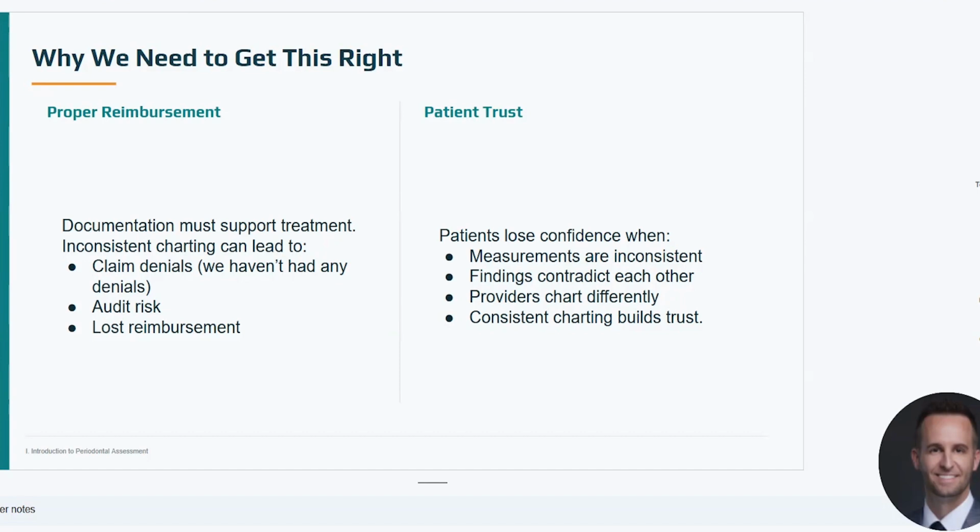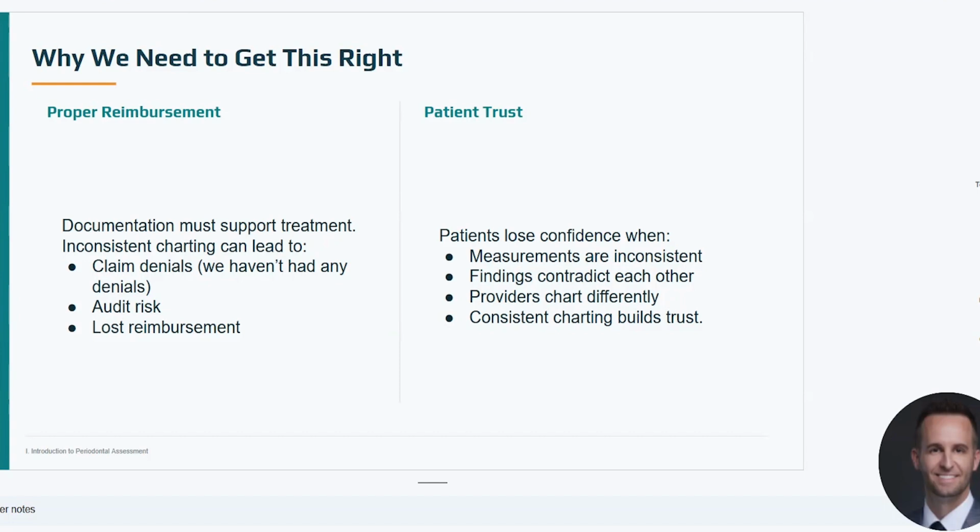Patient trust, they lose confidence if the measurements are inconsistent. If they come at one appointment and they're told you're just a regular prophy, 6 months later they're told, hey, you have severe periodontal disease. That breaks a lot of confidence with the patient and makes them question what we're doing as a team at White Palm Dental. They lose confidence when the findings contradict another hygienist that they've seen, and we see that regularly when they come from another office.